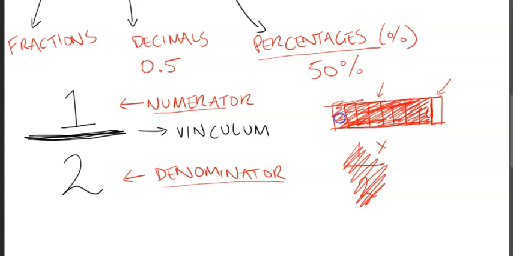Here we can see there's 1, 2, 3, 4, 5, 6, 7, 8, 9. So altogether there are 9 parts, and we're interested in 1, 2, 3, 4, 5, 6, 7, 8 of them that have been colored in. So this fraction here is 8/9. And that's all fractions are. It's split up into 2 parts, knowing how many smaller parts there are and how many of them we're interested in, the numerator and the denominator accordingly.